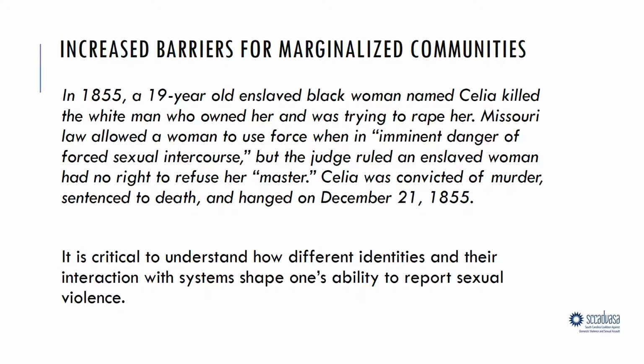There are also increased barriers for survivors from marginalized communities. In 1855, a 19-year-old enslaved Black woman named Celia killed the white man who owned her and was trying to rape her. Missouri law allowed a woman to use force when in imminent danger of forced sexual intercourse, but the judge ruled an enslaved woman had no right to refuse her master. Celia was convicted of murder, sentenced to death, and hanged on December 21, 1855.